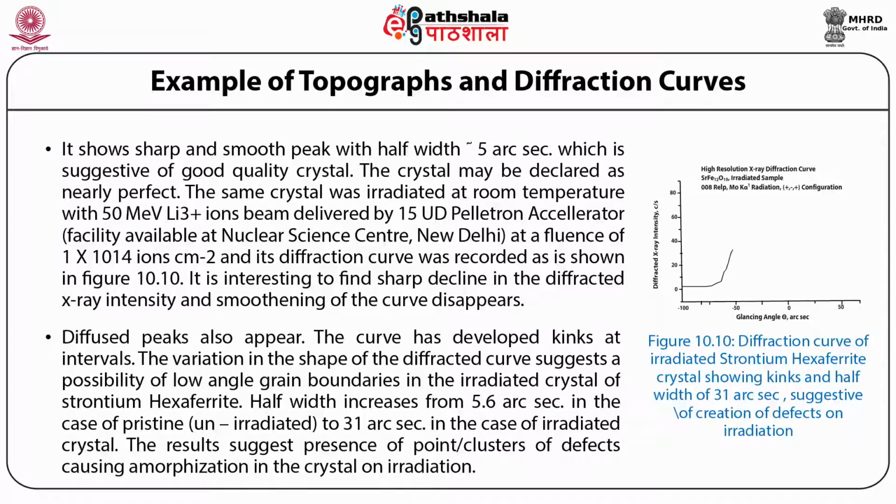The variation in the shape of the diffracted curve suggests a possibility of low angle grain boundaries in the irradiated crystal of strontium hexaferrite. Half width increases from 5.6 arc second in the case of pristine, that is unirradiated, to 31 arc second in the case of the irradiated crystal. The result suggests the presence of point clusters of defects causing amorphization in the crystal on irradiation. Figure 10.10 shows the diffraction curve of the irradiated crystal showing kinks and a half width of 31 arc second, suggestive of creation of defects on irradiation.